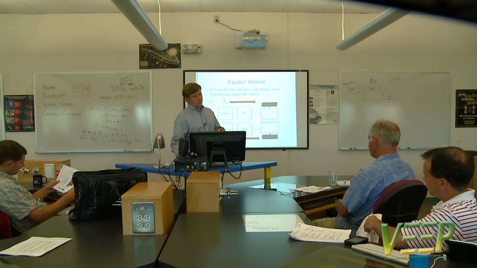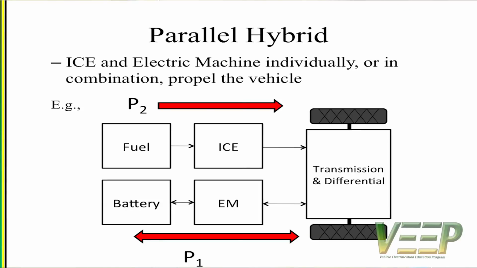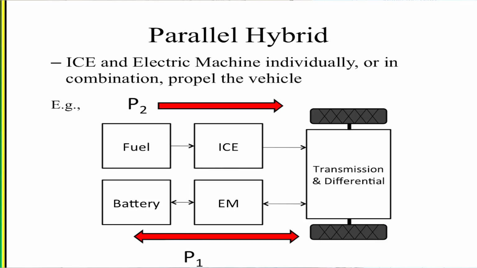The second category of hybrid electric vehicles is what we call a parallel hybrid electric vehicle. In this case, as opposed to our series where we had all these components lined up, we've got them in parallel, so that power can flow in this parallel fashion, right?